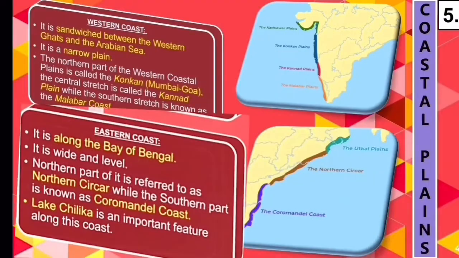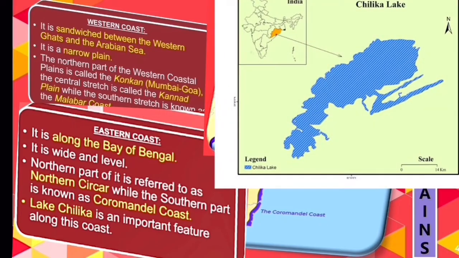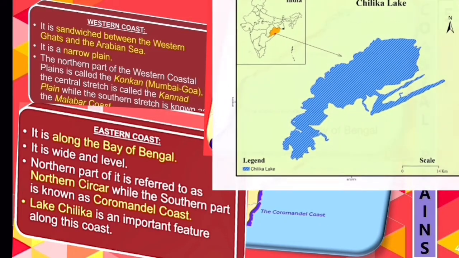On the other hand, the eastern coastal plain lies along the Bay of Bengal. They are wide and leveled plains. The classification of it can be further divided into the northern part and the southern part. The northern part is known as the Northern Circars, whereas the southern stretch of the eastern coast is known as the Coromandel coast. One of the most important features is Lake Chilika, which is an important feature on this coast.